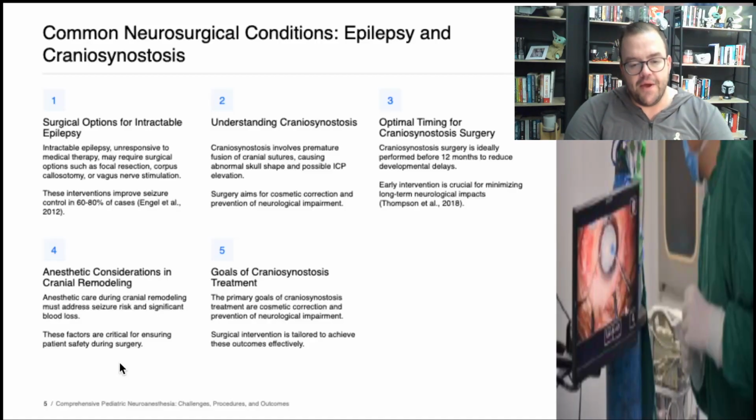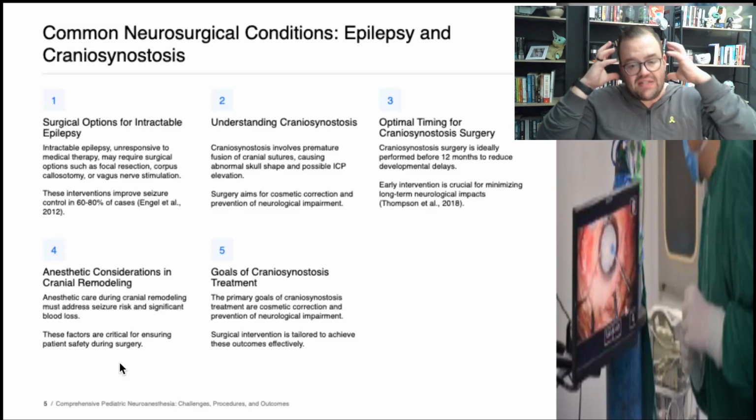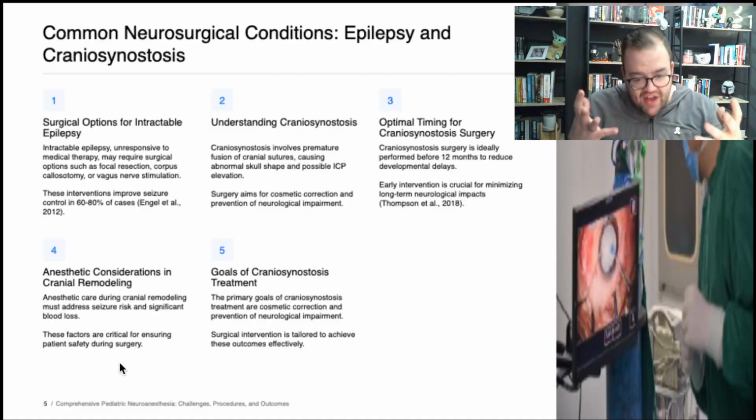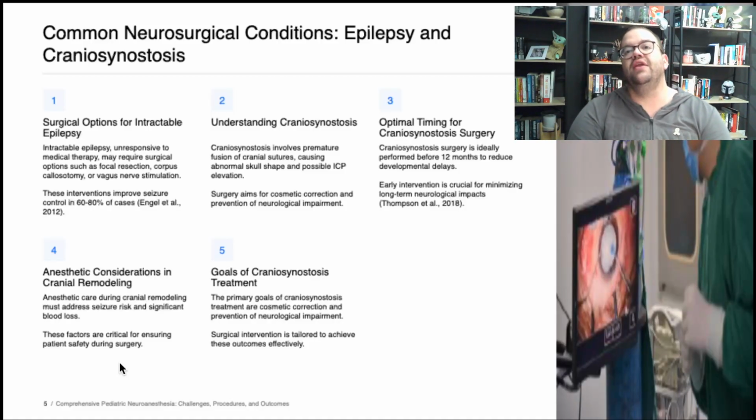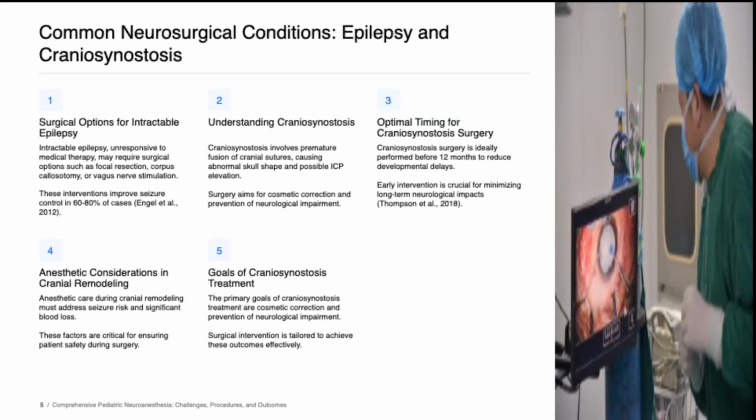And the goals, from an anesthetic point of view, are to maintain hemodynamic stability, maintain neurological function with brain perfusion, make sure you don't get any spikes in intracranial pressure, and prevent any seizures. And for the surgeons, you want to get optimal cosmetic and neurological outcomes by ensuring a normal head size and normal growth of the child's head. So they can be very challenging surgeries, but I love being a part of them because they're incredibly rewarding.